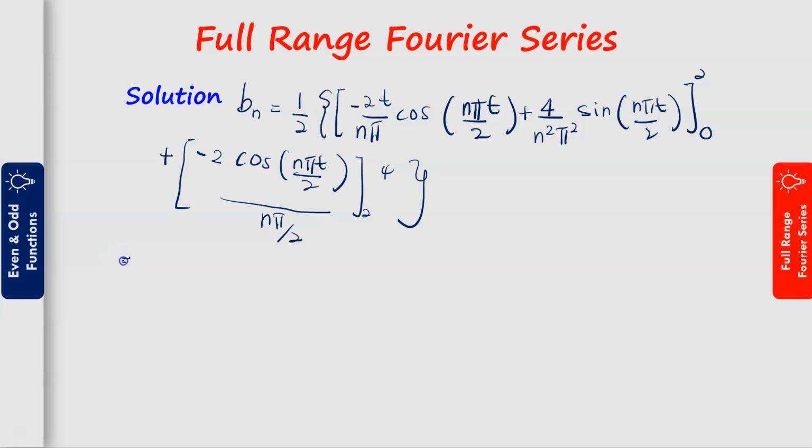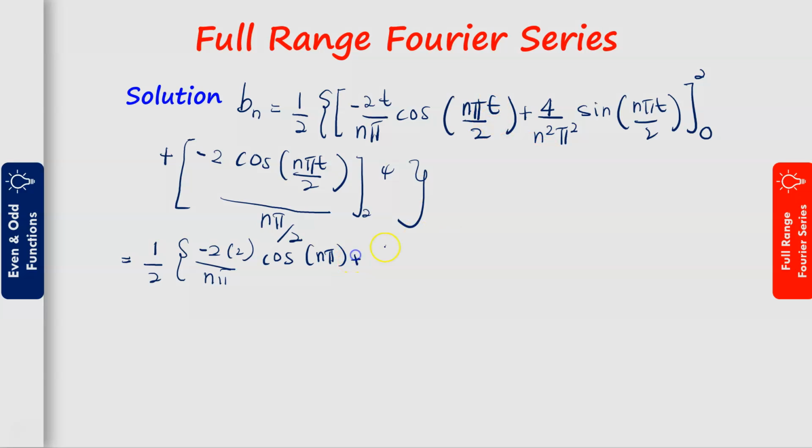And then class, we can simplify this one. When you substitute 2 and 0, and also 2 and 4 in this function, you will have your bn equal to 1 over 2. And then we have this one, negative 2 times t, which is 2. So negative 2 times 2 divided by n pi, and then cos n pi, because our t equal to 2. So we can cancel out this one.